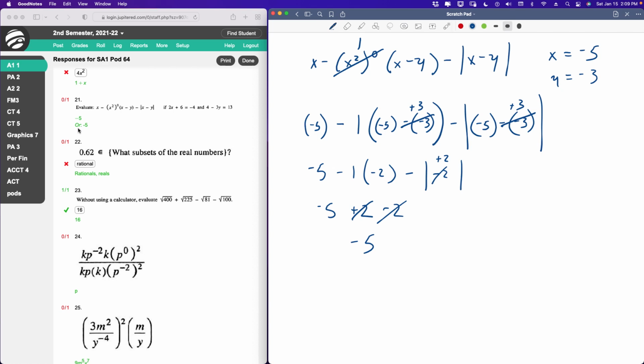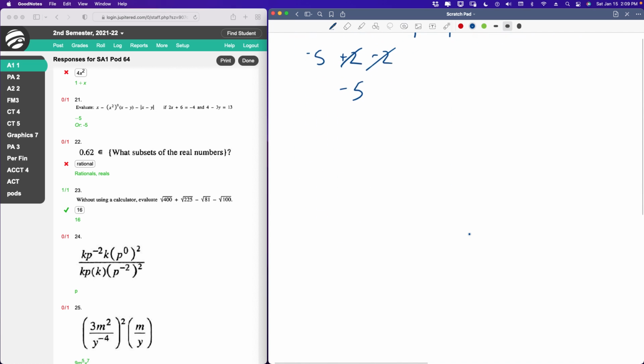All right. Let's talk about number 22. 0.62 is a member of what subset of real numbers? So all numbers are real. All numbers are in the set of reals. Okay? Reals. And all numbers that are a terminating decimal, which this is a terminating non-repeating decimal, it's rational.